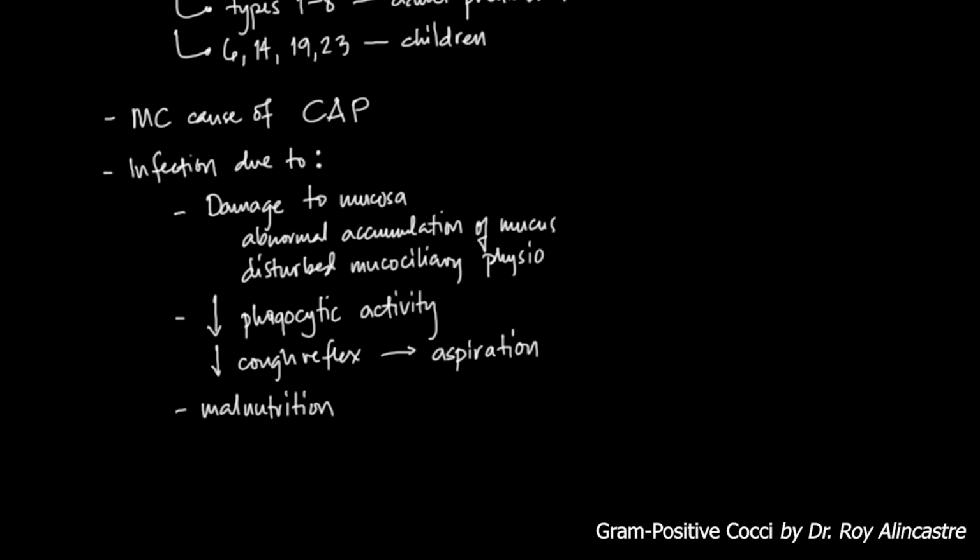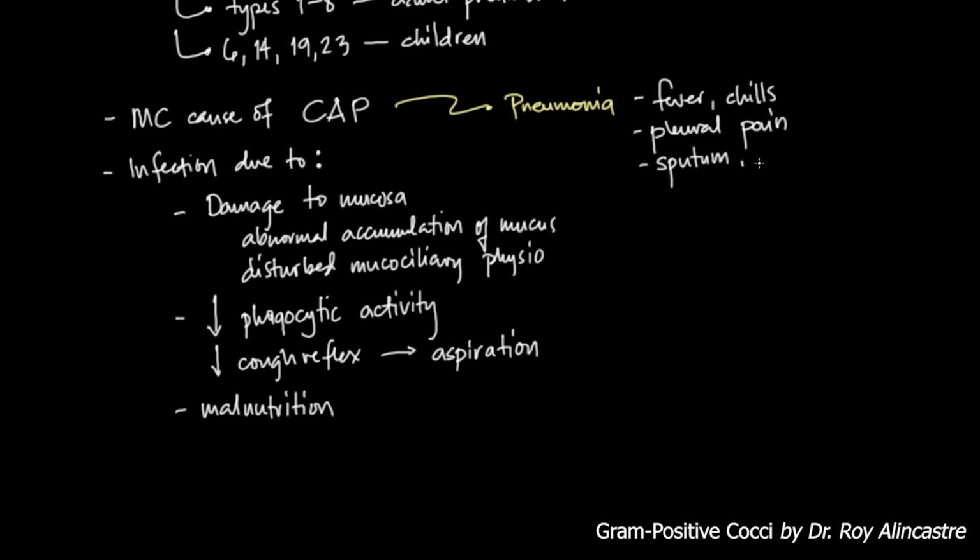Pneumococcal pneumonia usually presents with fever, chills, and pleural pain. Sputum production is purulent with blood, no, or rusty colored sputum. On X-ray, consolidation may be seen on the right middle lobe and the left lower lobe.